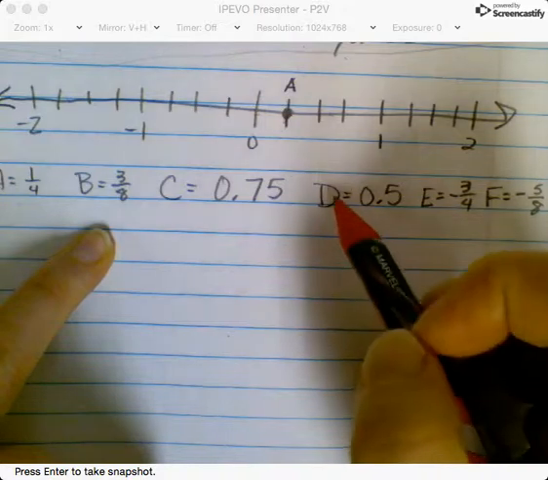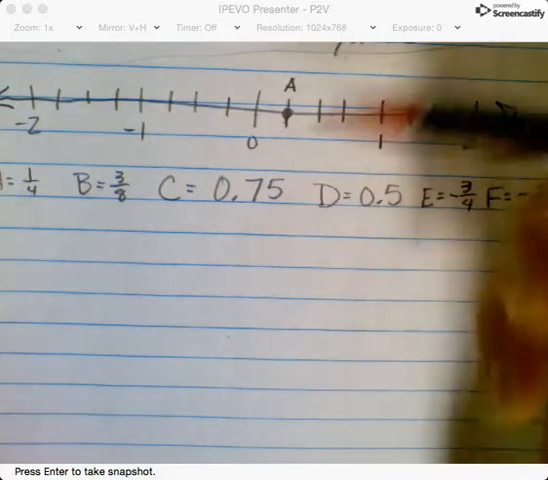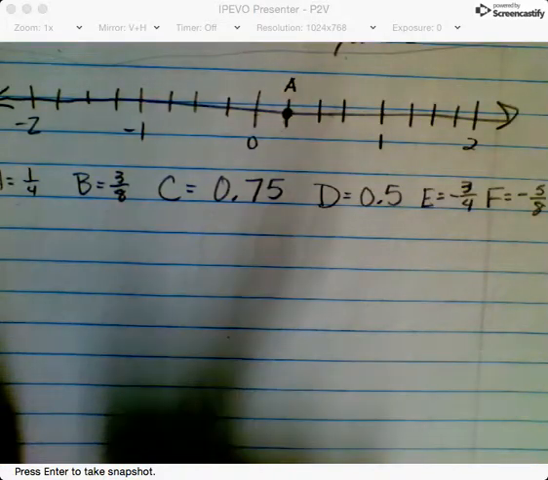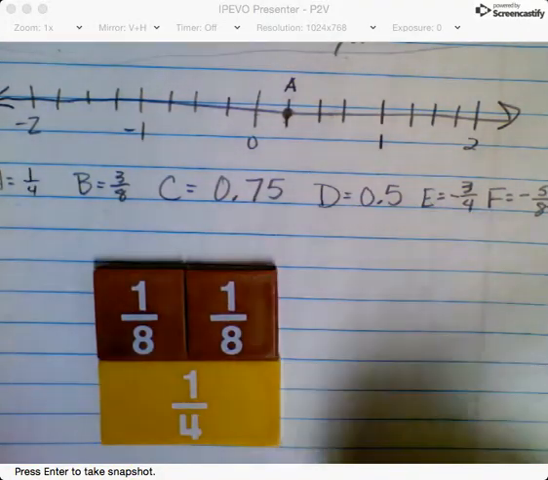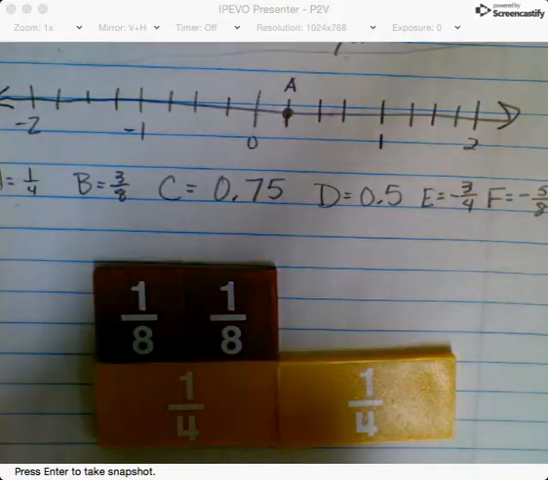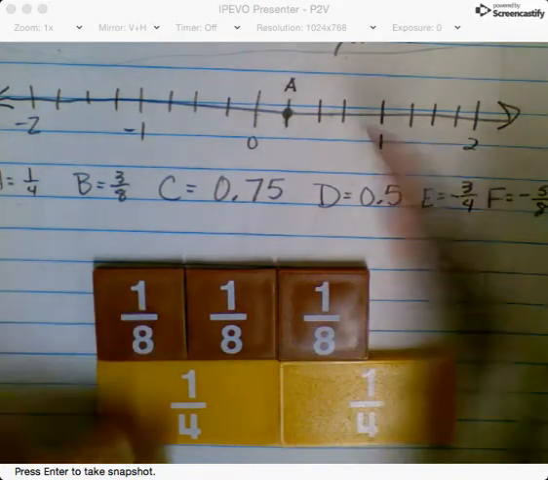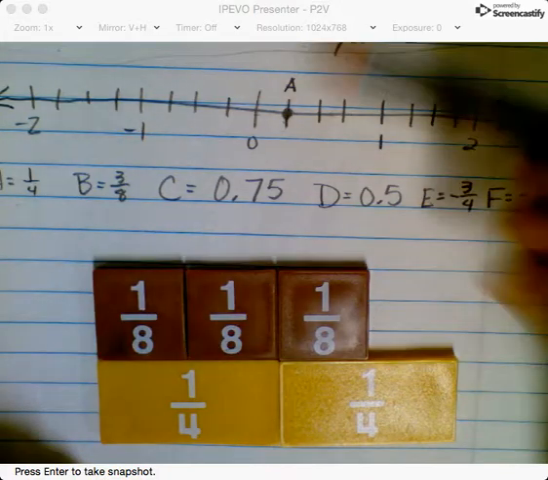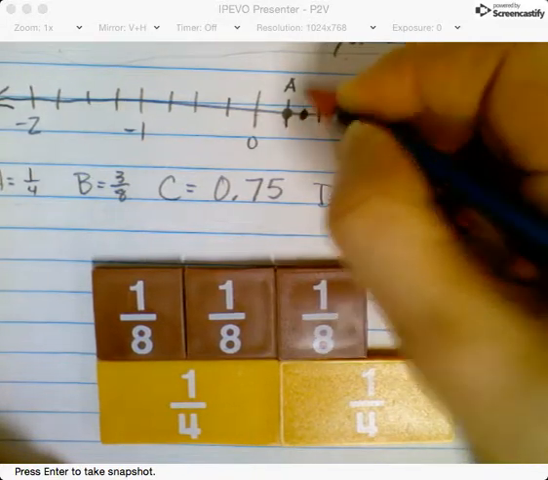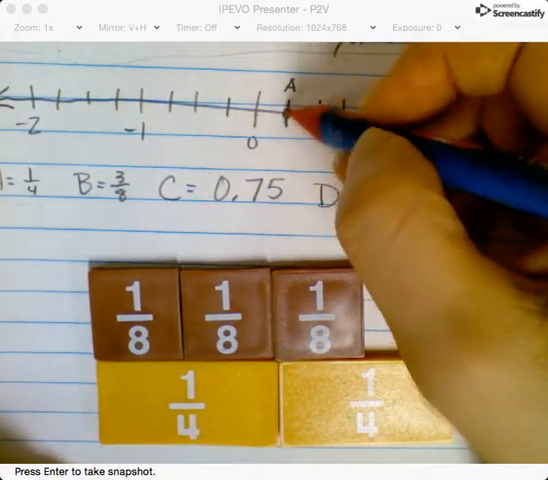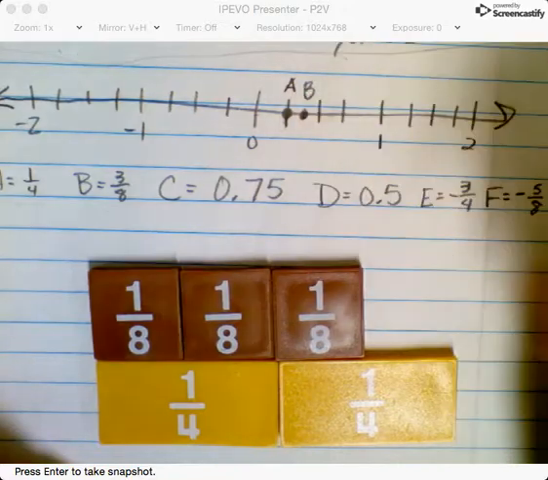B is 3/8. So this one I have to figure out where 3/8 would be. Now I know that 2/8 equals 1/4. And if I compare that to another fourth, 3/8 is 1/4, and then it's half of another fourth. So it's actually going to be halfway in between 1/4 and 2/4, or 1/4 and 1/2. So I'm going to plot that point right there.